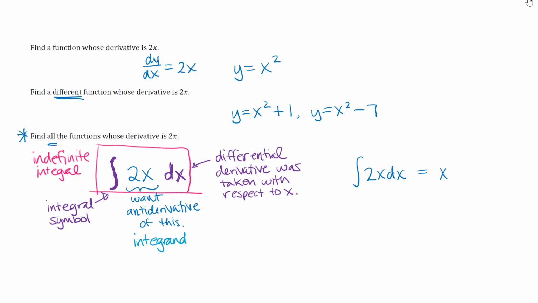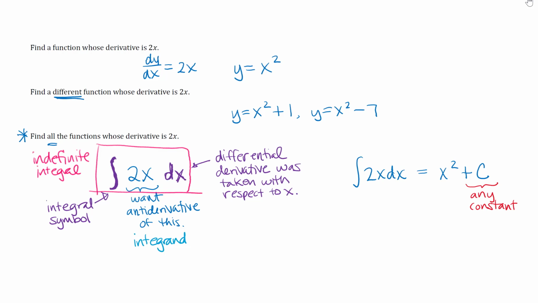So they're going to be x squared, and like we talked about up above, plus any constant. And so we have this plus c here at the end. What that plus c represents is any constant, or maybe all the constants. So I want all the functions whose derivative is 2x. So x squared plus every possible constant you can think of would be all the functions whose derivative is 2x.